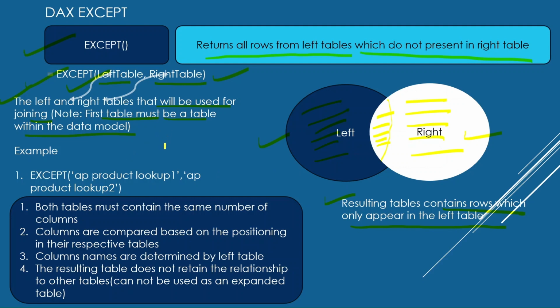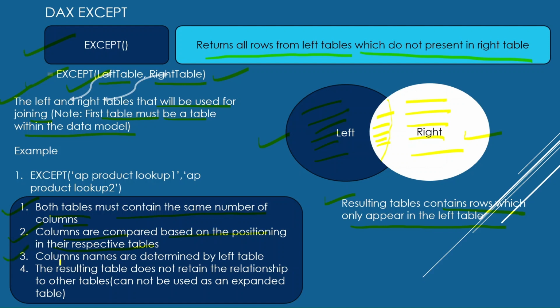So based on this, let's discuss a couple more points. Both tables must contain the same number of columns, which is a prerequisite. If the number of columns is different, then the EXCEPT function will give an error. The second point is that columns are compared based on their position in their respective tables. The position of the column is very important.